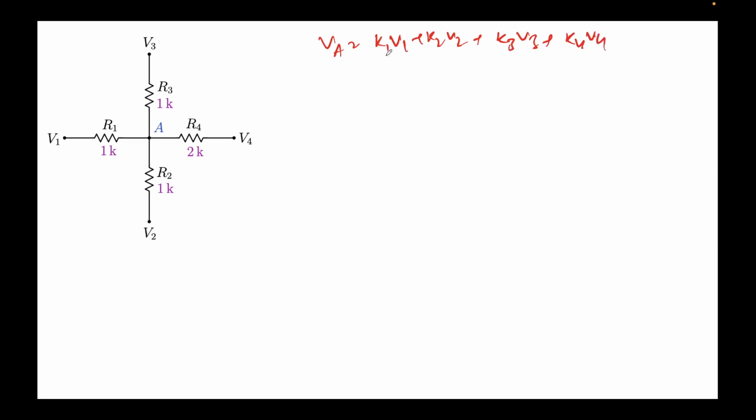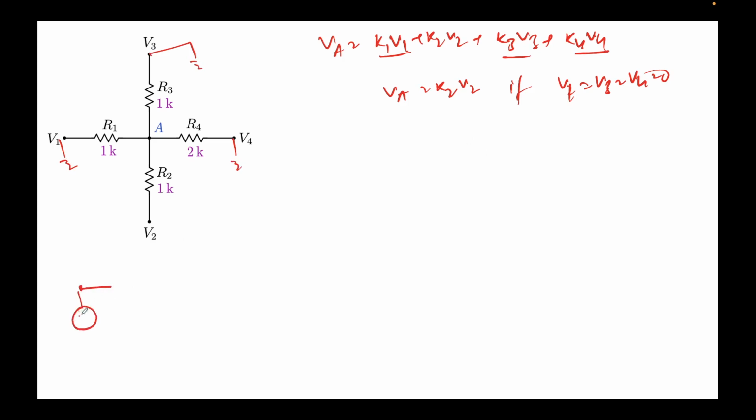Again, if I deactivate V1, V3 and V4, then VA equals K2 V2 if V1 equals V3 equals V4 equals 0. Ground this, ground this and ground this, and I'll draw the circuit over here again. This is V2. Again I'll draw this in the same form, V2 over here. This is 1K R2, and this is the node A that we have over here.